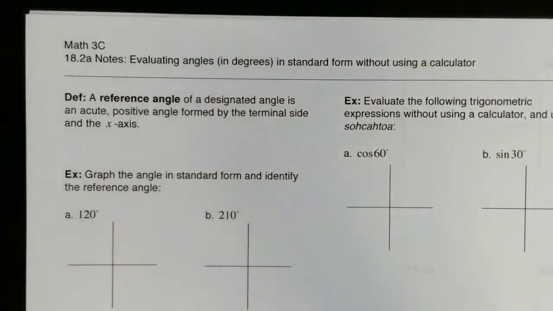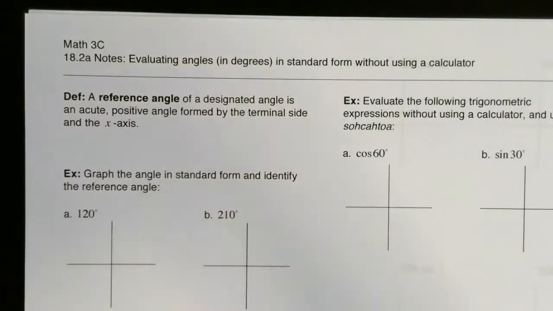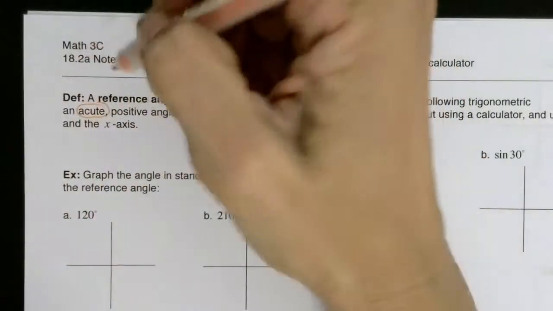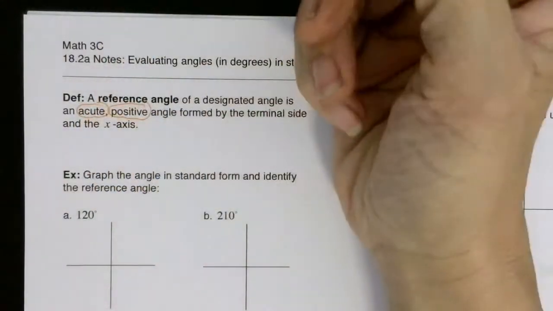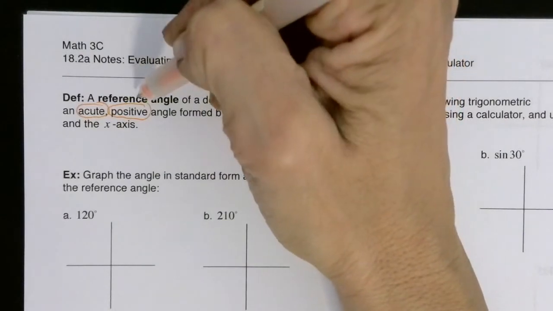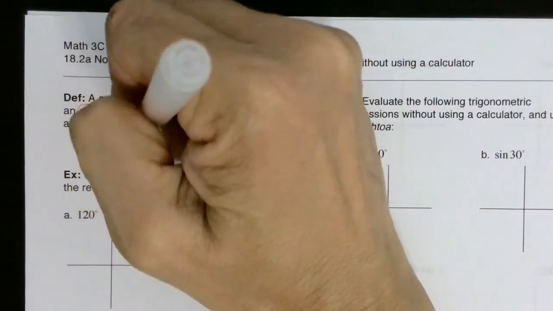Okay, today we're doing 18.2a, evaluating angles in degrees today in standard form without using a calculator. In order to do this, we first need to define a reference angle. A reference angle is an acute angle. It's always positive and it's always with the x-axis. Acute means less than 90 degrees. Positive, so even if your angle that you're given is negative, the reference angle is going to be positive, no matter what. It's always positive, and it's connected with the x-axis.